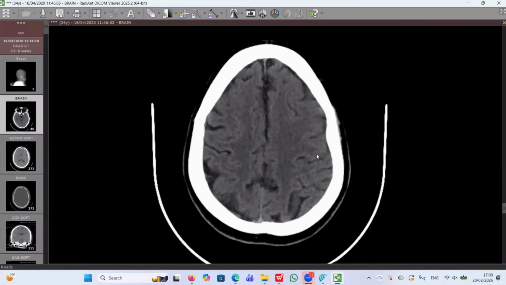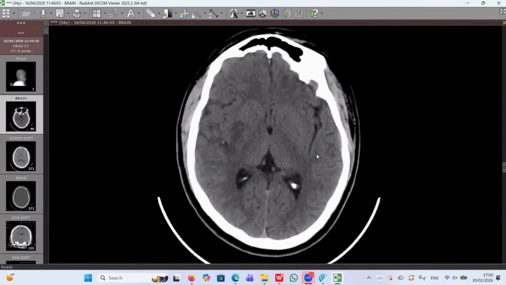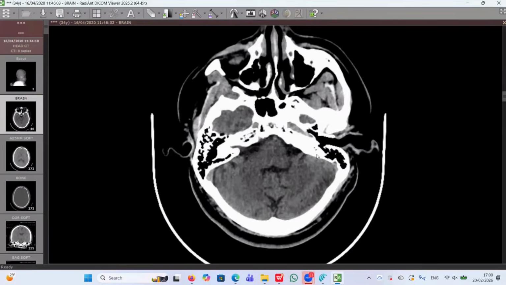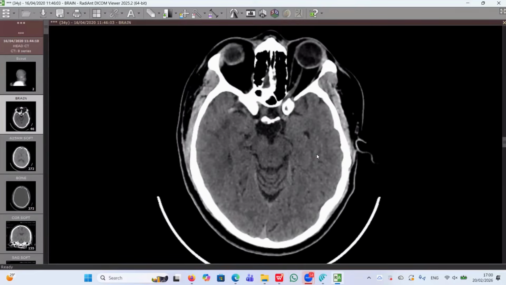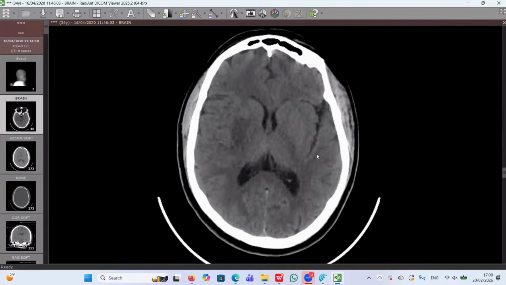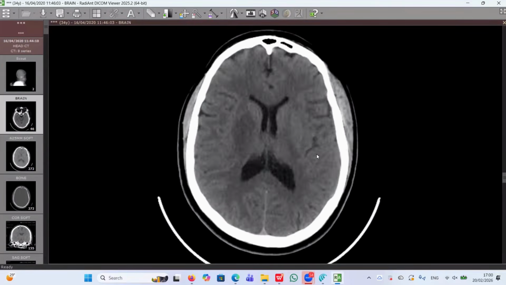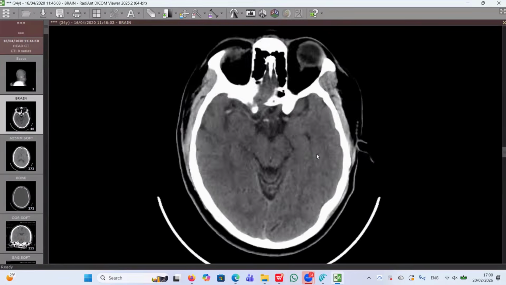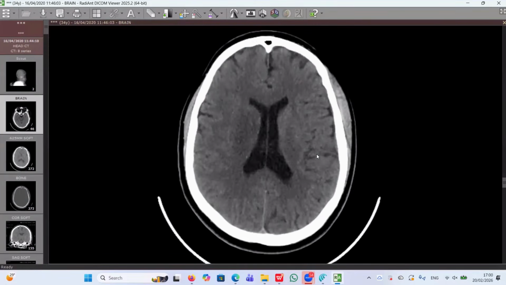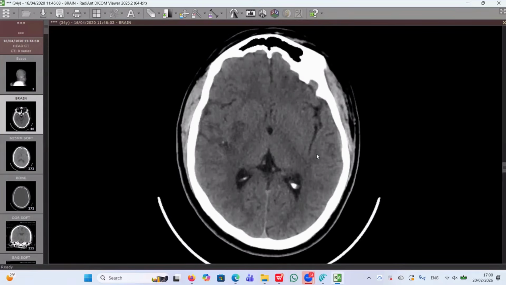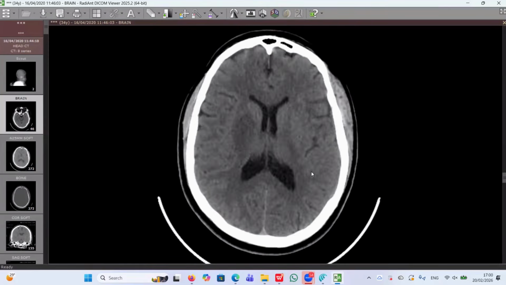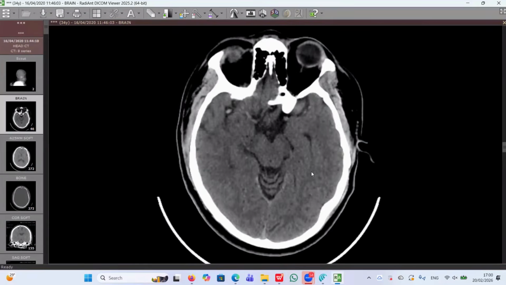This patient came to the ER complaining of acute disturbance in conscious level. This is a CT axial, showing a hypodense area seen at the right periventricular area. There is no effacement of the lateral ventricle and no shifting of the midline.